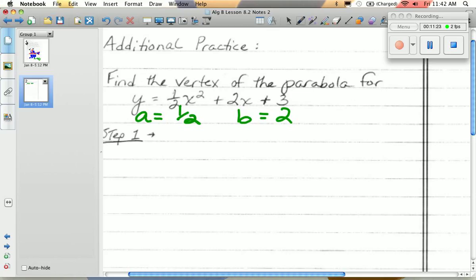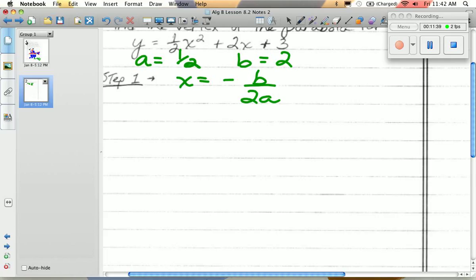Put it in the equation. Use your formula. Yeah, our little formula: x equals negative b over 2a. That's what I thought you meant. Okay, so we're going to say that negative sign is out front, and then we have 2 over 2 times 1/2.